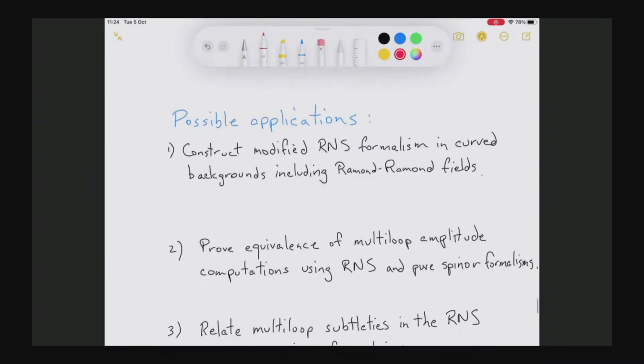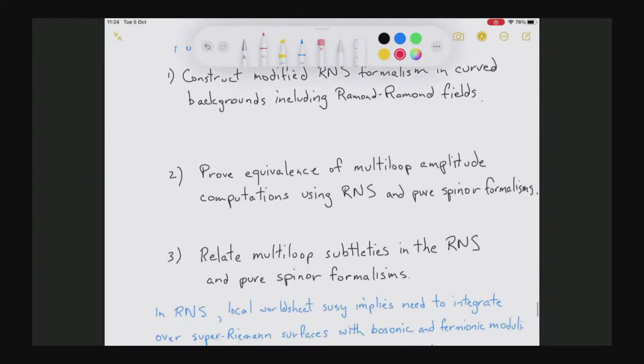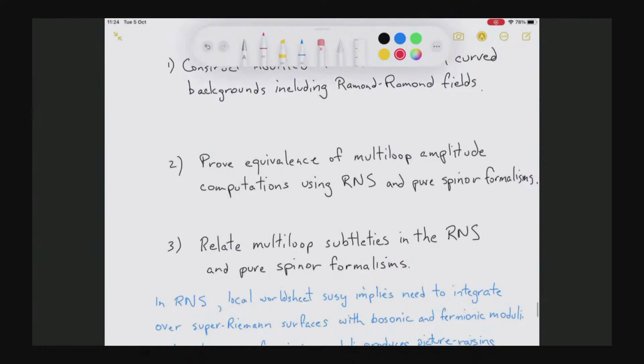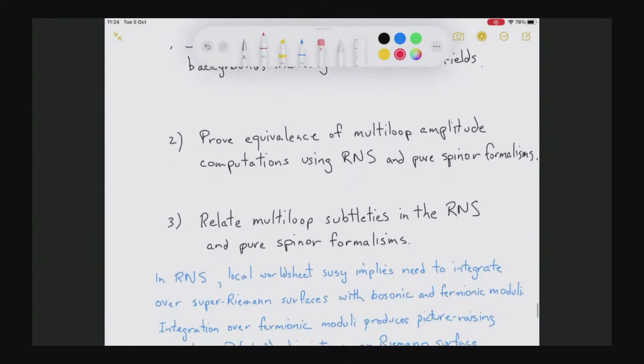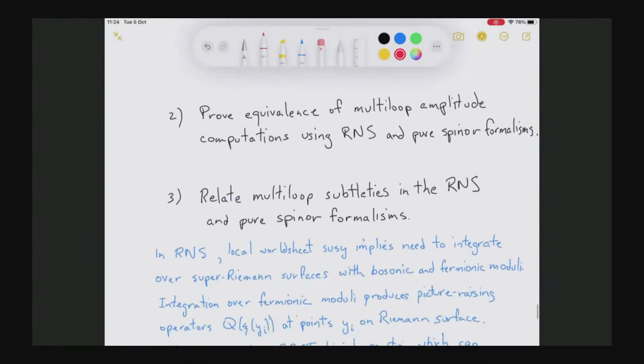Okay, a more ambitious thing one would like to do is to prove equivalence of the amplitude computations. As I mentioned, if you're doing Neveu-Schwarz computations, at least tree amplitudes, it's completely straightforward to show equivalence. For tree amplitude computations involving the Ramond sector, it's not trivial, just because the vertex operators are very different. But suppose we just stick to Neveu-Schwarz scattering. At tree level, it's trivial to show that they're equivalent.